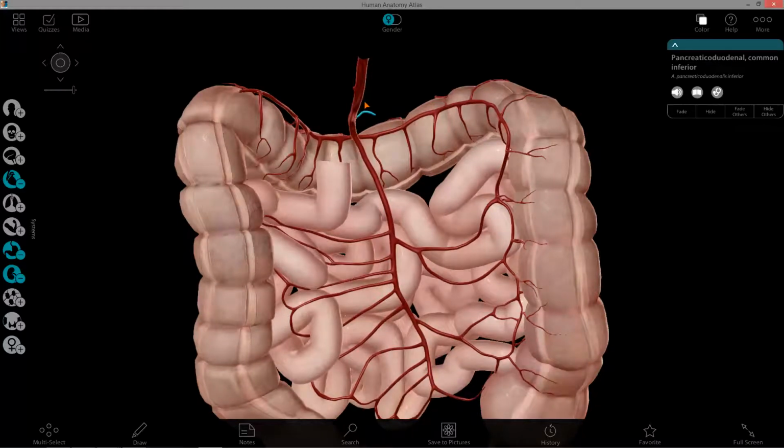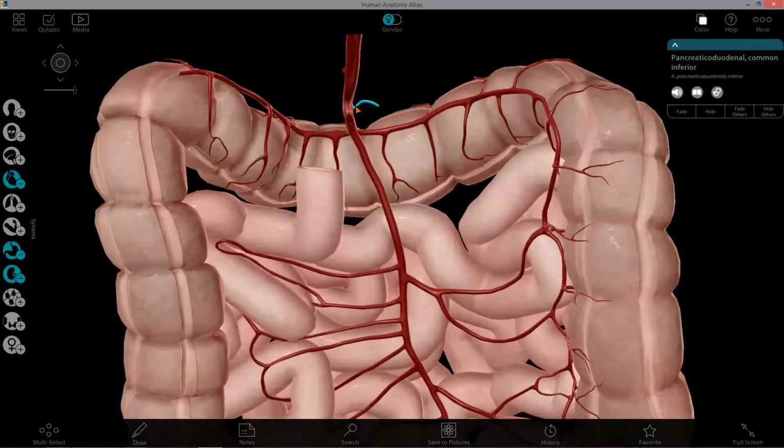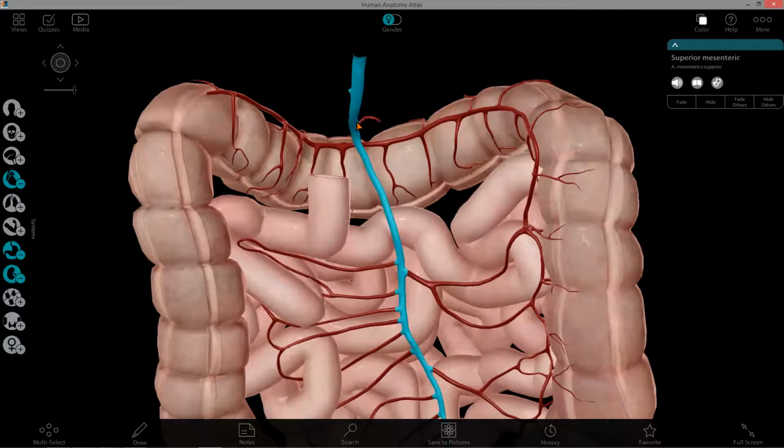So the first branch that you'll see is the inferior pancreaticoduodenal artery, which supplies the pancreas head and uncinate process and the adjoining duodenum, along with the anterior and posterior superior pancreaticoduodenal arteries, which are both branches of the gastroduodenal artery. If you recall, I said there was an inferior pancreaticoduodenal artery that anastomoses with a superior and anterior one. This is where it comes from, the first branch of the superior mesenteric artery.